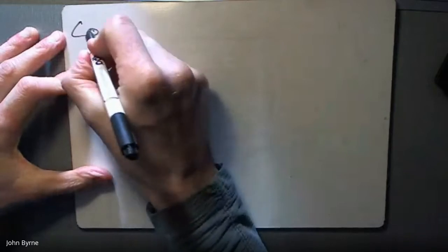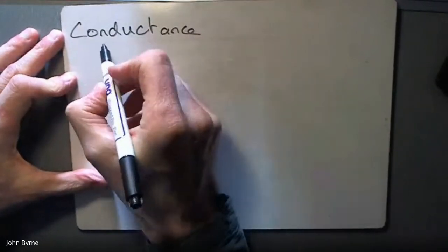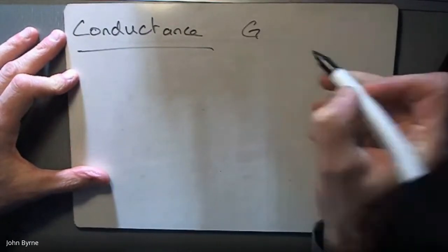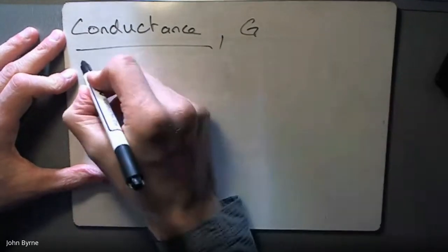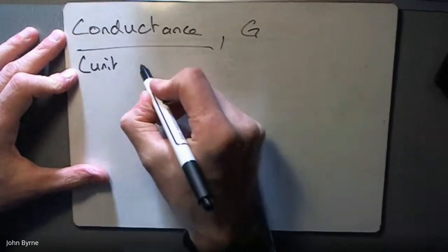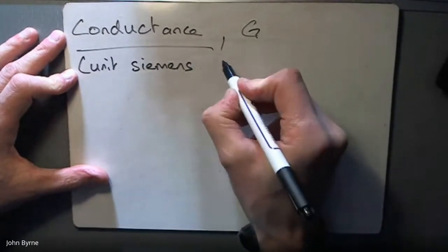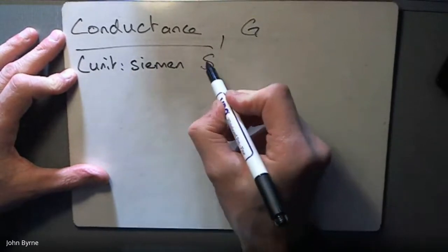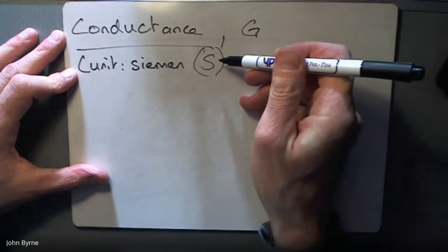Okay, something that's a little bit new at level 3. I certainly don't think we do this at GCSE. It's something called conductance, and we give that the symbol G. The unit is the Siemens, named after a German bloke. We measure it in Siemens, which is given a capital S, so not a lowercase s for seconds, but a capital S for Siemens.